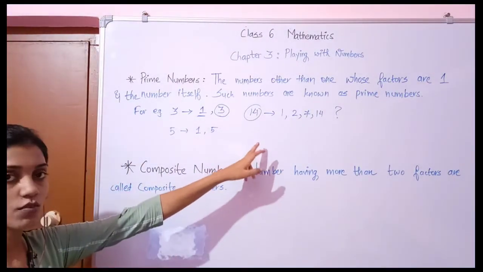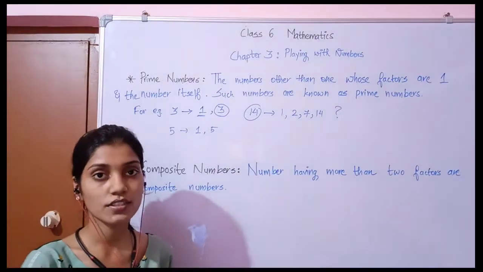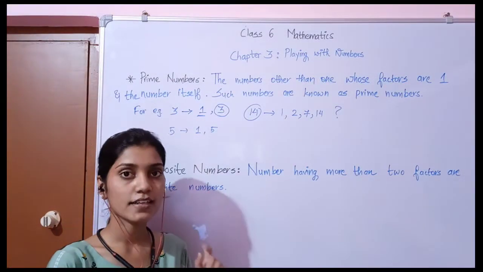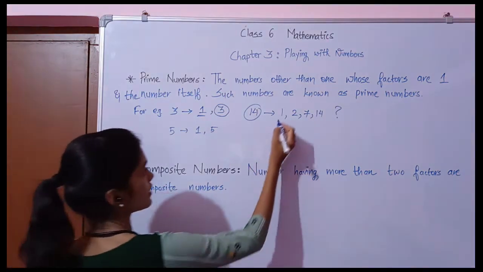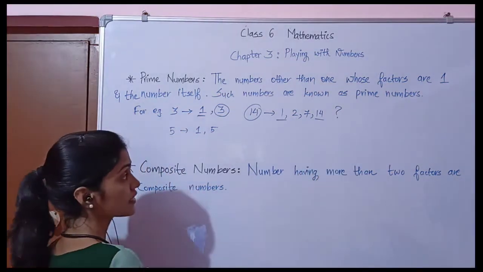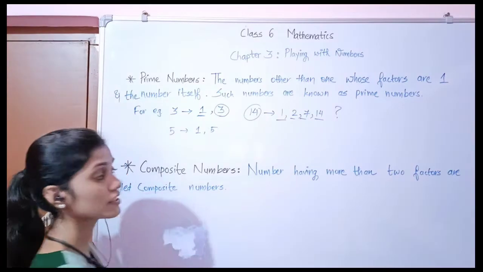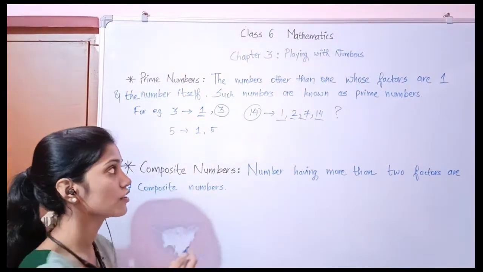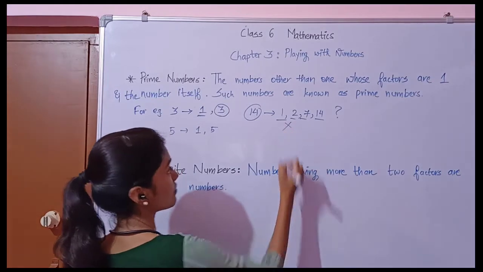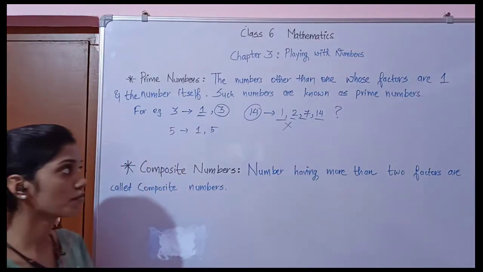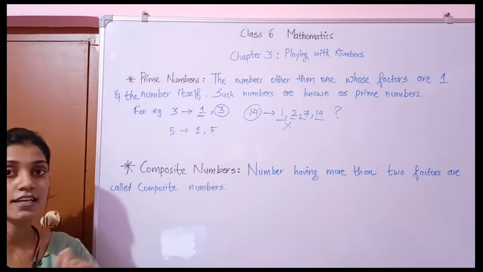What was the condition? What was the definition? The number should have 1 and the number itself as the factors. There is 1, there is 14, but there is also 2 and 7. So these are also factors of 14. So we cannot say that it is a prime number. It is not a prime number, right? So I hope that prime numbers are clear to you all.